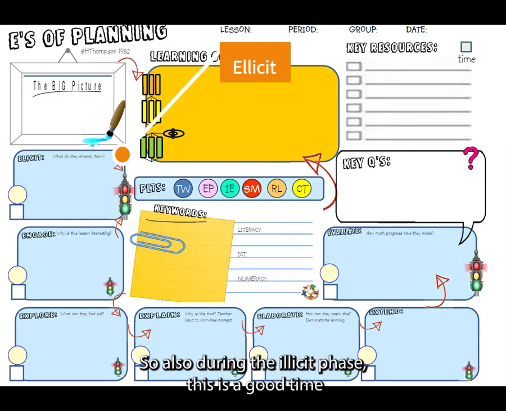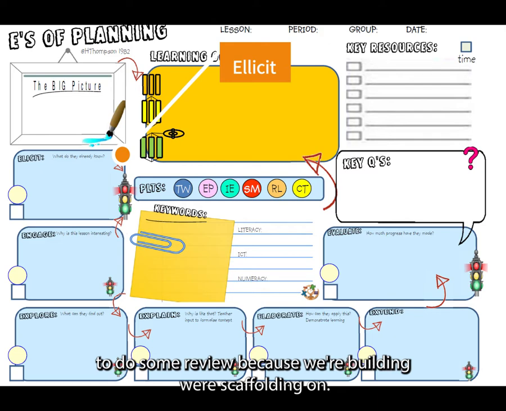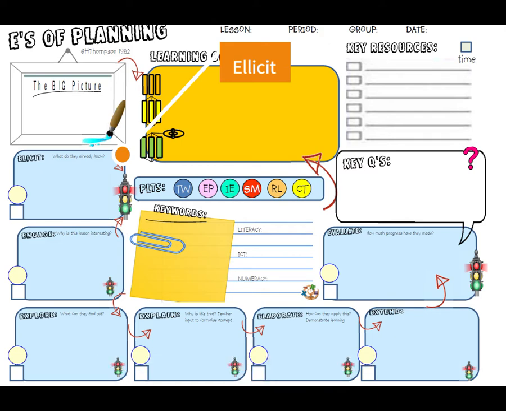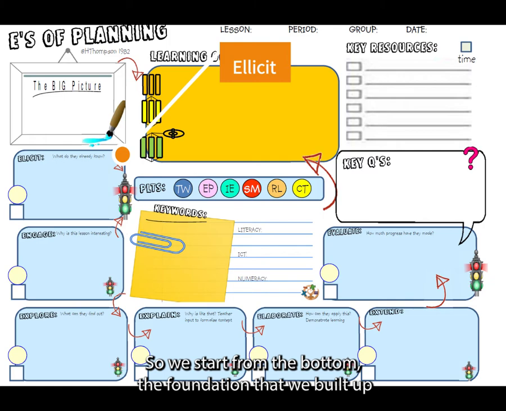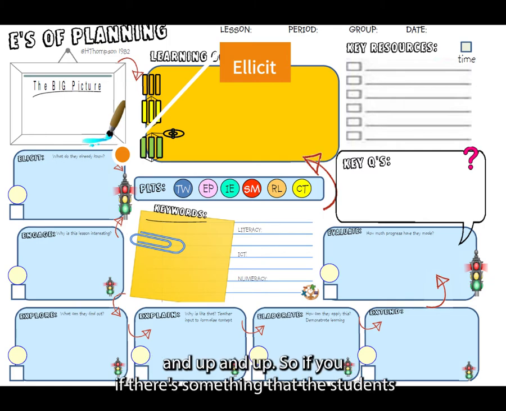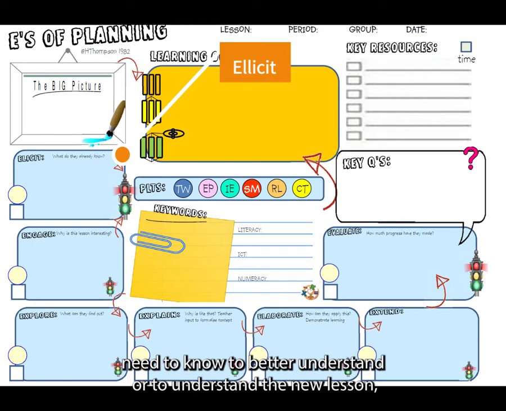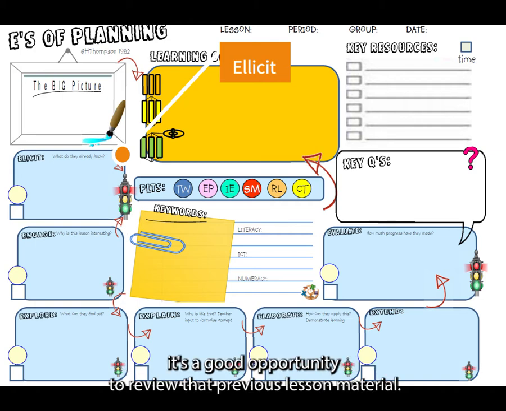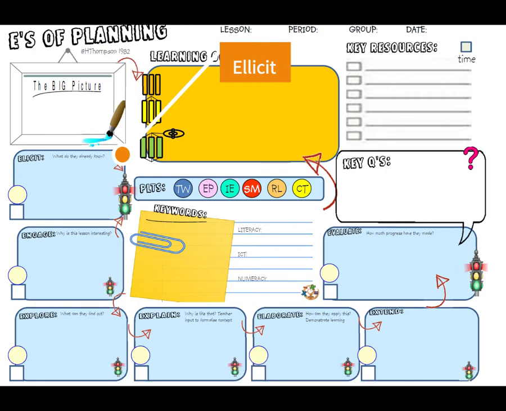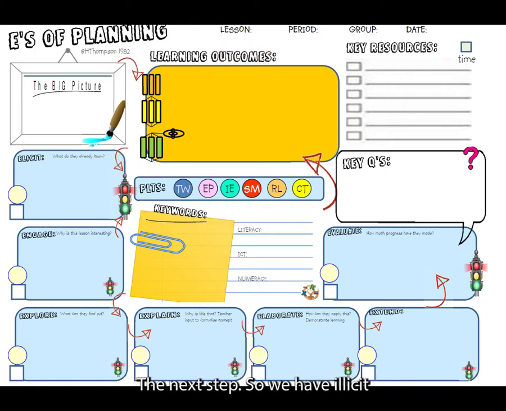So also, during the elicit phase, this is a good time to do some review because we're scaffolding on. So we start from the bottom, the foundation, then we build up and up and up. So if there's something that the students need to know to better understand the new lesson, it's a good opportunity to review that previous lesson material.